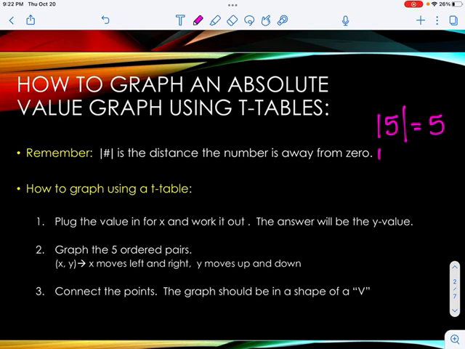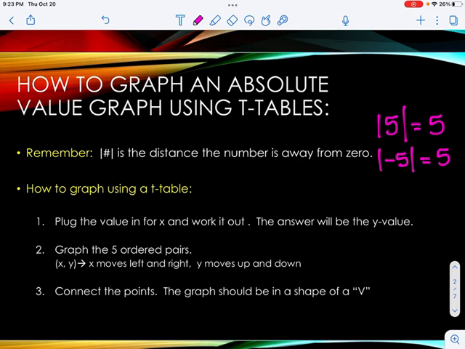If I said to you, what's the absolute value of -5, the answer would be 5, because -5 is 5 units away from 0. We're going to use that skill, that knowledge base, when we go through the process of graphing using a t-table. Step number 1, we're going to plug the values in for x, and we're simply going to work them out. The answer will be the y value for that ordered pair.